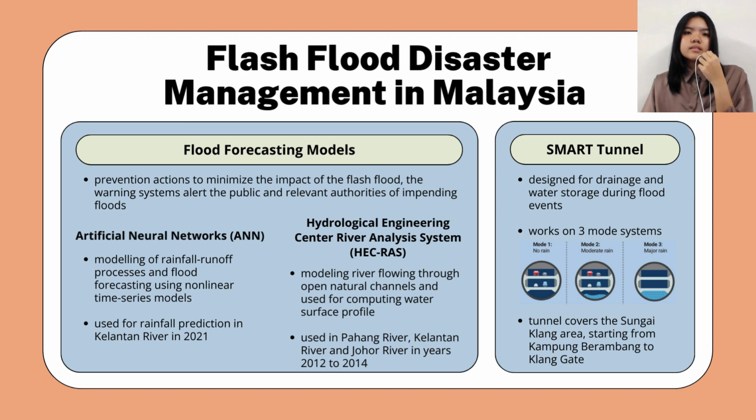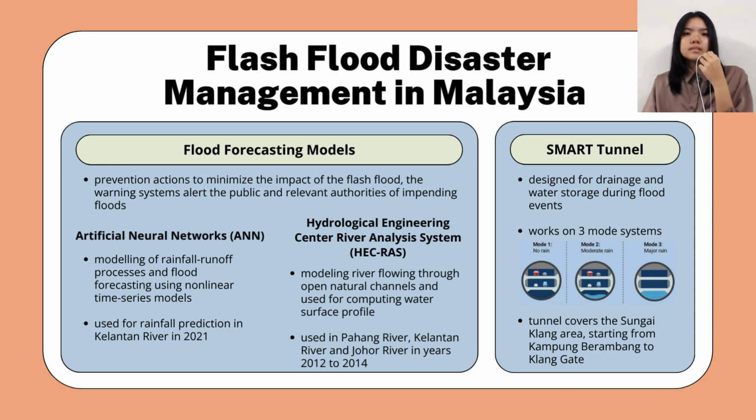ANN is the modeling of the rainfall runoff process and flood forecasting using a nonlinear time series model, which was applied for rainfall prediction in Kelantan River in 2021. While HEC-RAS is the modeling of river flowing through an open natural channel and it is used for computing water surface profile, which has been applied in the Pahang River, Kelantan River, and Johor River in the years 2012 to 2014.